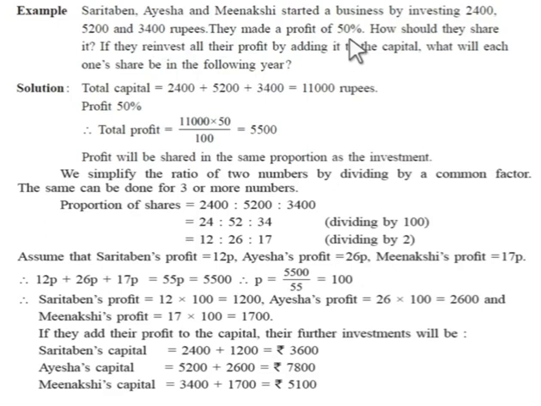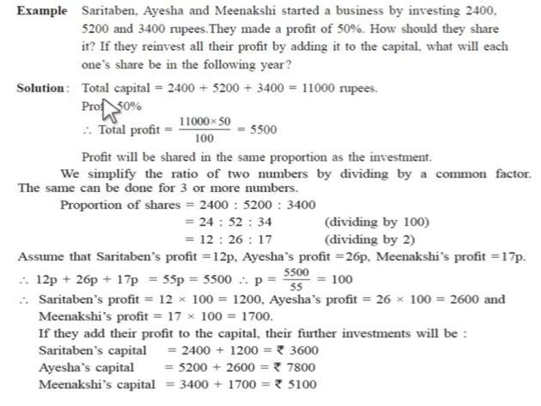Profit percent is 50%. Now how they will share their profit, that you have to find out. Also you have to find, if they reinvest all the profit by adding it to the capital, that is, if all three of them do not withdraw the profit and reinvest it in the business or in the capital, what will each one share in the following year? So you have to find their share in the following year.